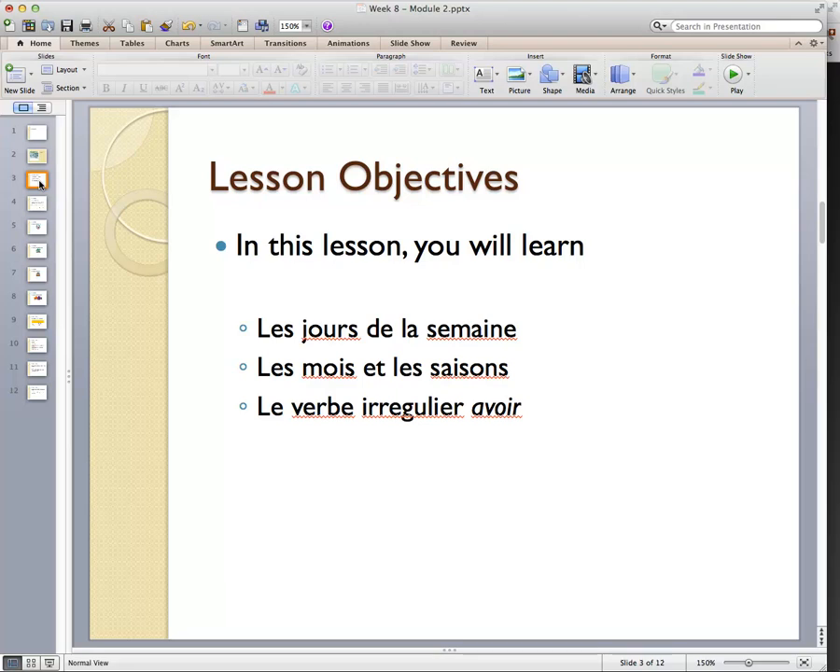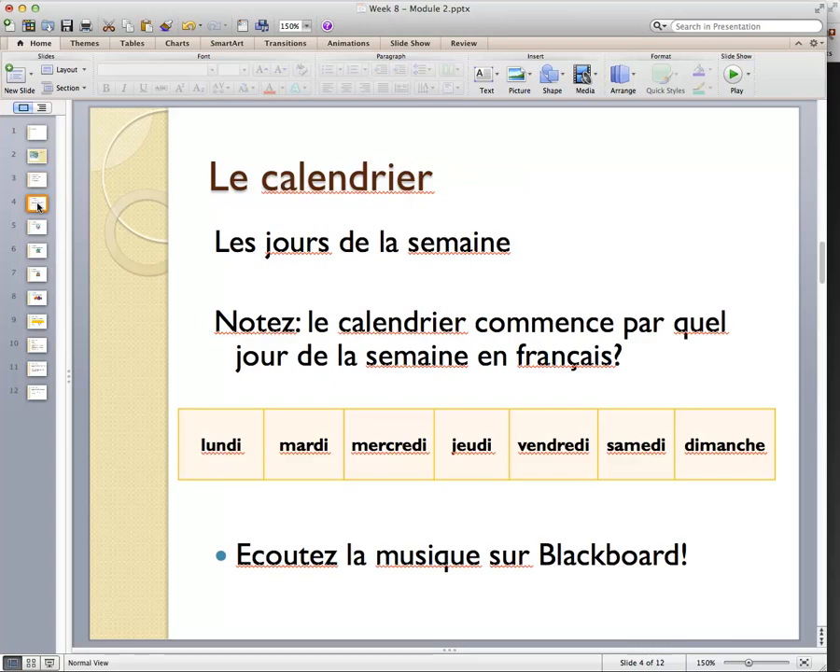In particular, we'll be learning about les jours de la semaine, days of the week, les mois et les saisons, the months and the seasons of the year, and lastly, an important verb, le verbe irrégulier, avoir. Let's start off with the days of the week.